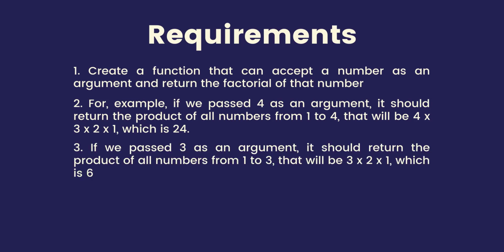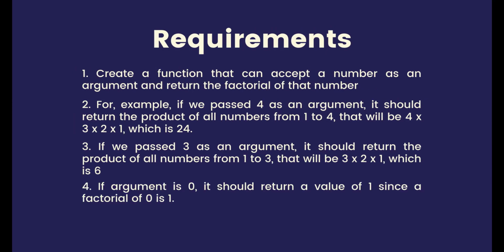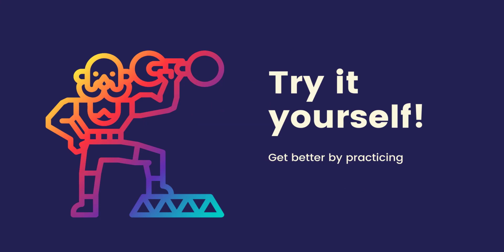If we pass 3 as an argument, it should return the product of all numbers from 1 to 3. That will be 3 times 2 times 1, which is 6. If the argument is 0, it should return a value of 1 since the factorial of 0 is 1. Again, try doing the exercise yourself first before proceeding with this video.